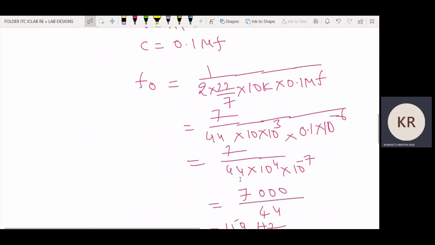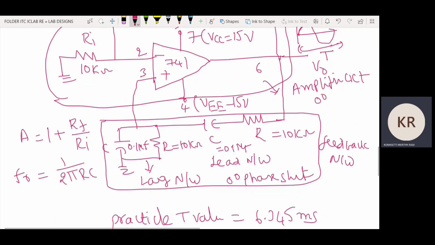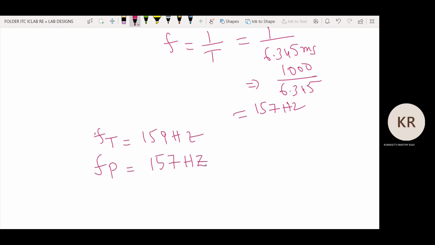In theoretical calculations, this value is 159 Hz. Okay. Theoretical calculation, Ft is equal to 159 Hz. In practical calculations, Fe is equal to 157 Hz. Okay. With this, the design and simulation of a Wien bridge oscillator by using Multisim software is completed. Okay, thank you.